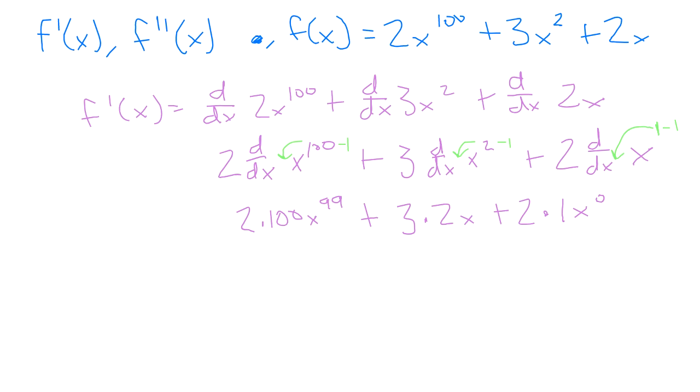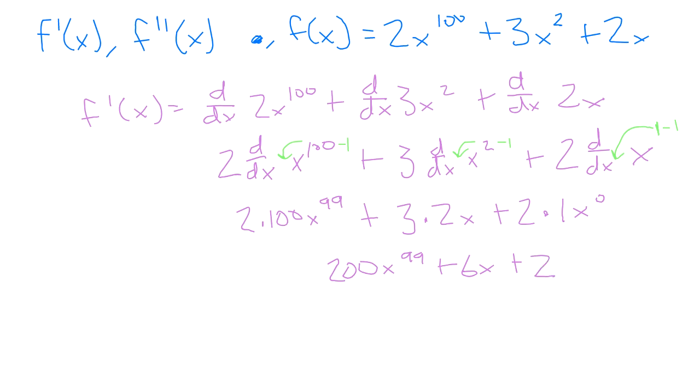Now let's combine these all real quick. This gives us 200 x to the 99th power plus 6x. And now we have 2 times 1, which is just 1, and then x to the 0 also breaks down to just 1. So we're left with just our 2 right here.